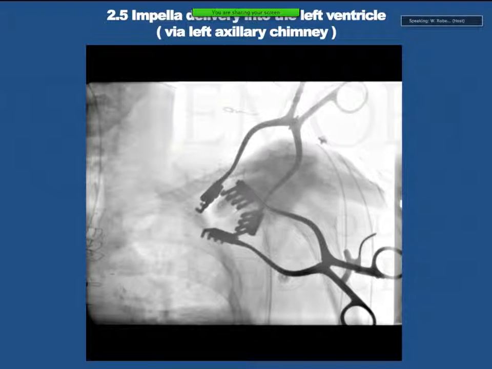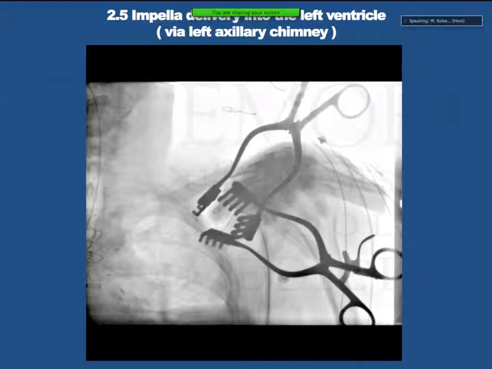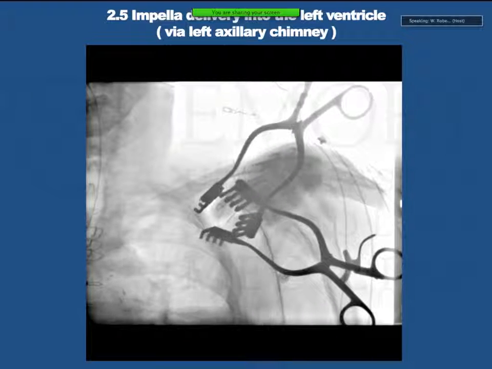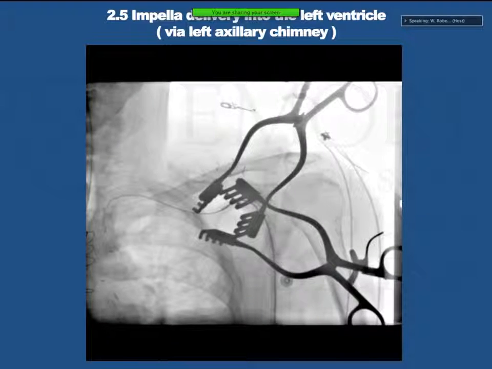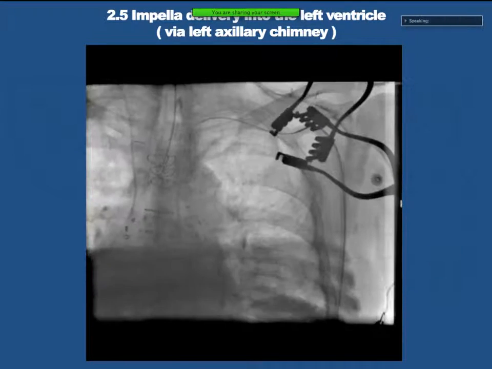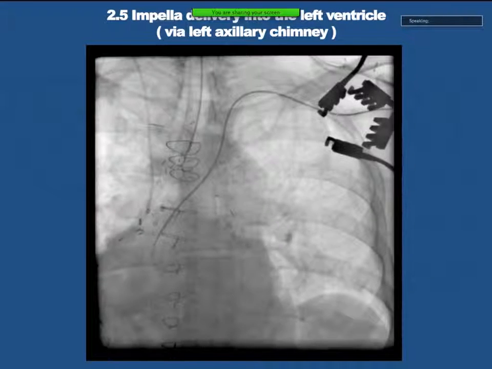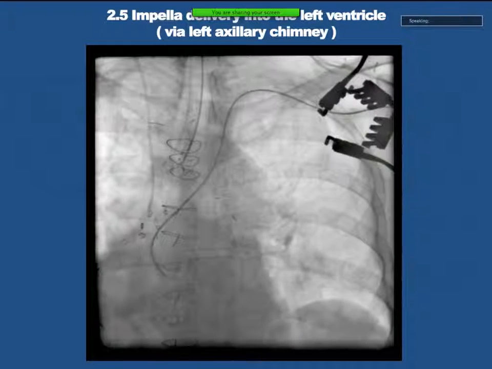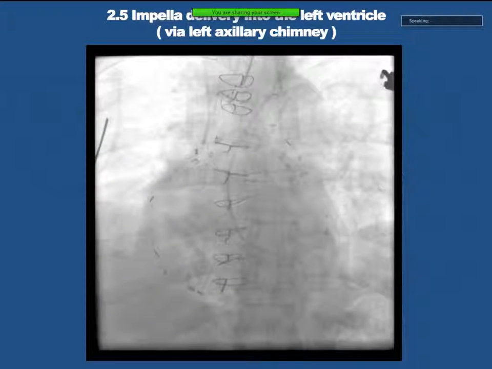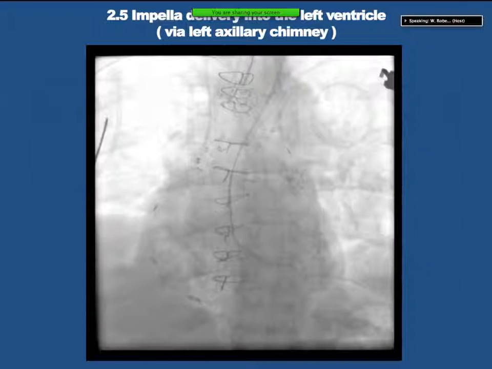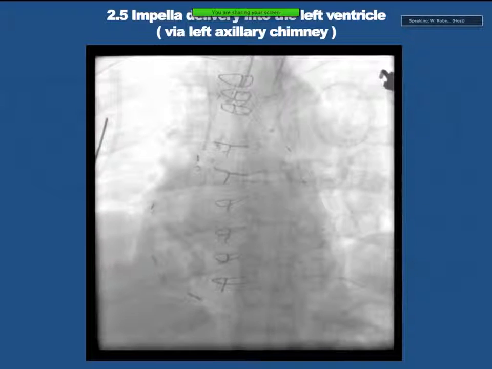The wire is sometimes difficult to move through that connection between the graft and the axillary artery, and you will see the wire will go through eventually. Then we put a multipurpose catheter through on a wire to the left ventricle, put the Impella wire down as a special wire, and then we will deliver the device down.